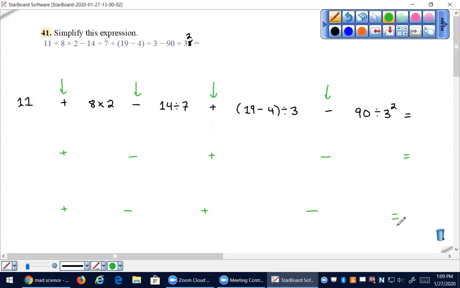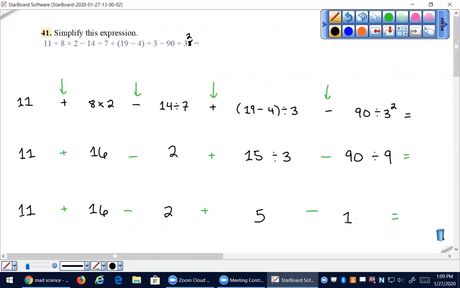Is it okay if I don't underline the terms? Sometimes that makes it look good. Okay, well, 11 is just 11. I don't have to do anything there. 8 times 2, 16. 14 divided by 7, 2. 19 minus 4 is 15. 15 divided by 3 is 5. 3 times itself is 9. 90 divided by 9 is 10.